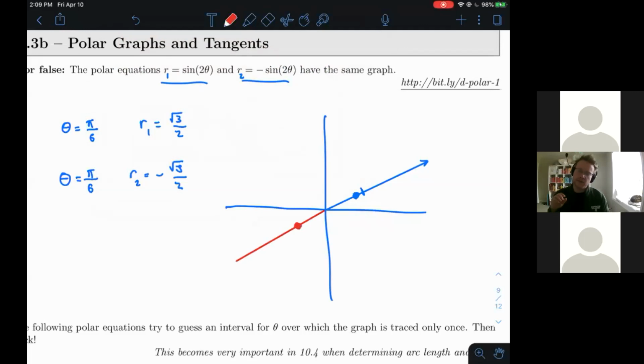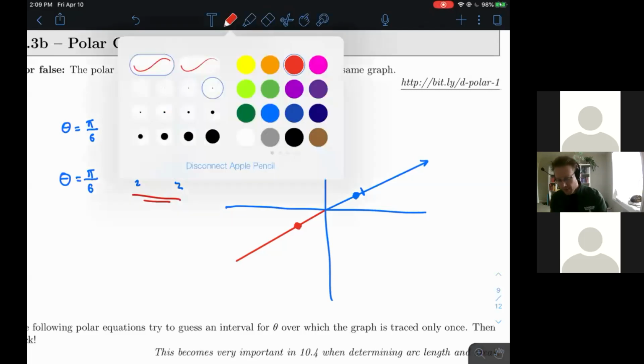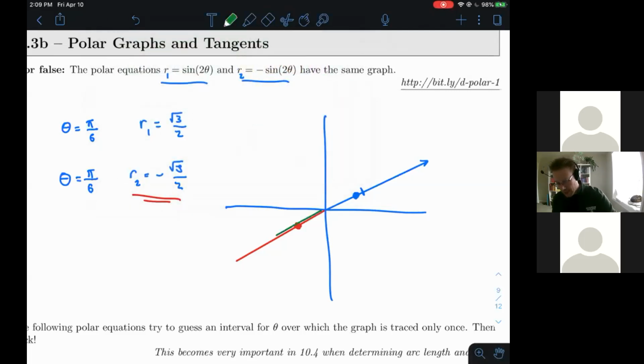So you can see, at least for this angle measure, they don't seem to be outputting the same points. They seem to have different graphs. However, there's actually a second chance with these polar curves. When we were looking in this pi over 6 direction, we actually moved backwards. So the question has to be asked, what if you're looking in this direction here?